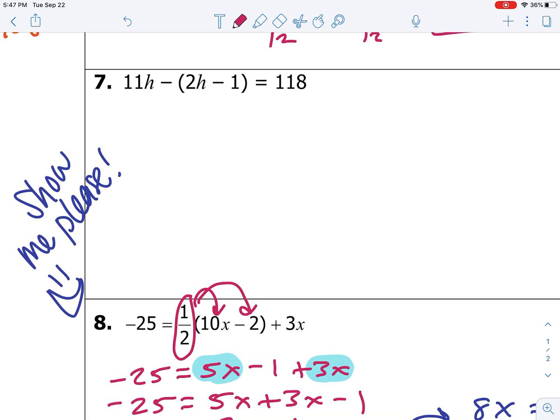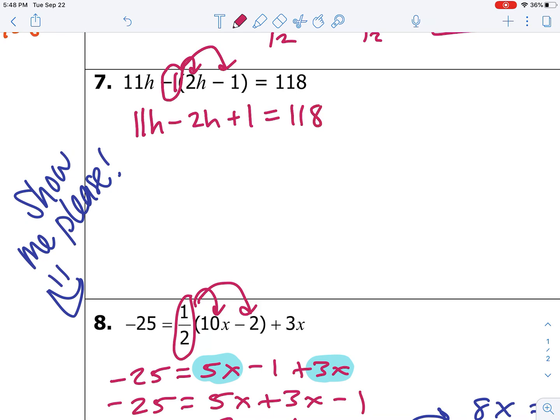So to work this problem, I see a minus sign and then a parenthesis. So the first thing I need to do is put a 1 behind the minus sign, so I know I need to distribute a negative 1 inside those parentheses. I don't need to do anything with 11h quite yet. 11h just comes down. A negative 1 times 2h is negative 2h. Then negative 1 times negative 1 is positive 1.